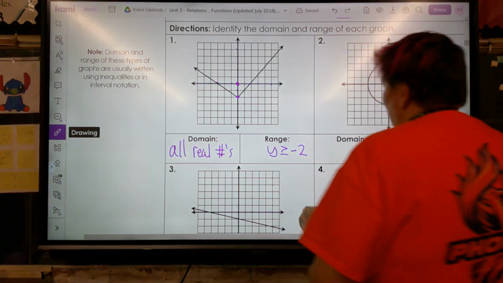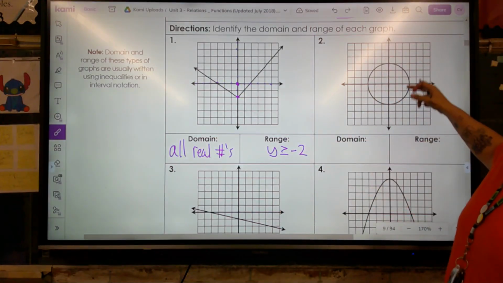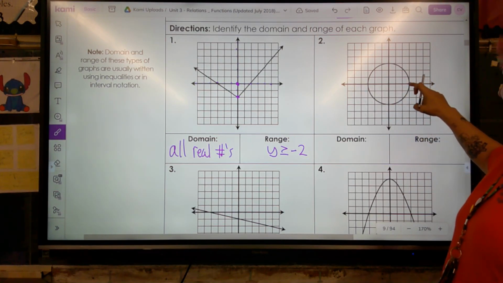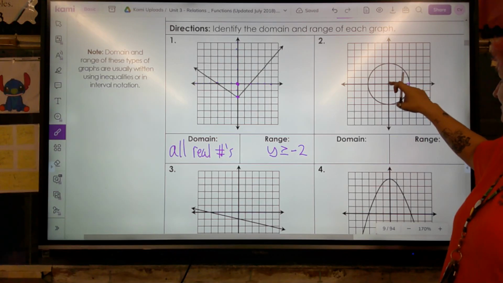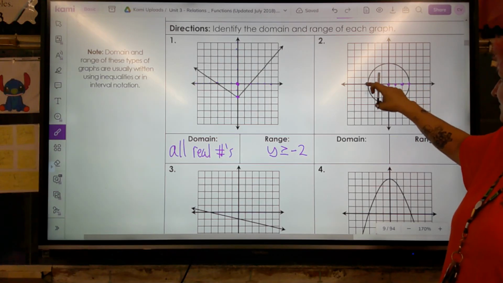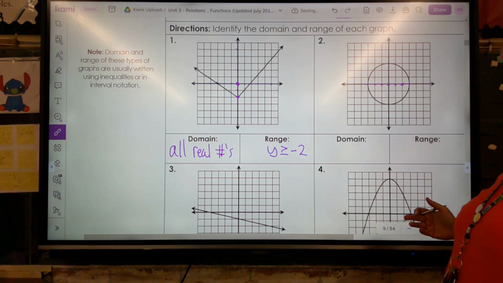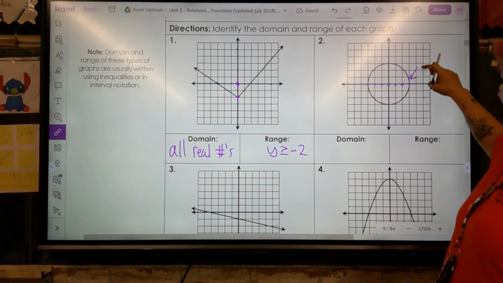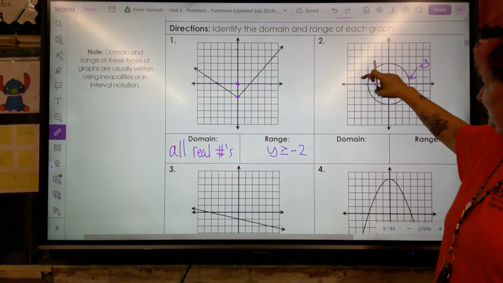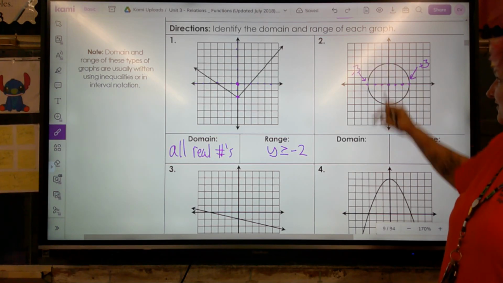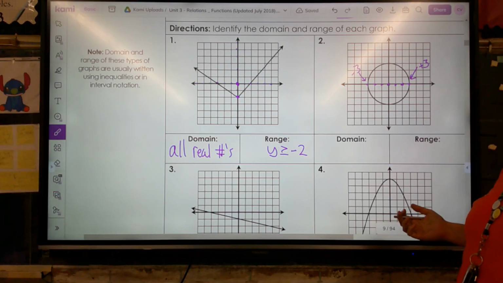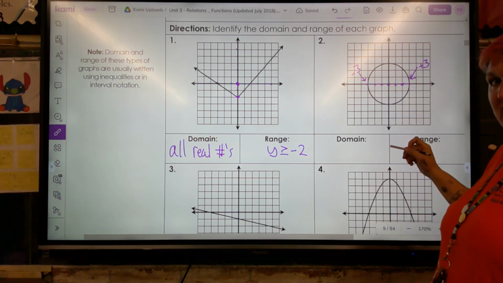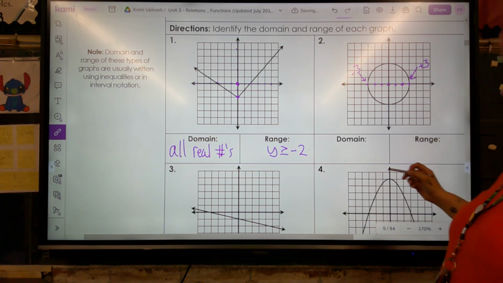This one's not going to go forever. It's a circle. So on the x-axis, it's going to hit this one, this one, and this one. And that's it. So it's going to be somewhere in between +3 and -3. That's all you know. Somewhere in there are all the possible answers.